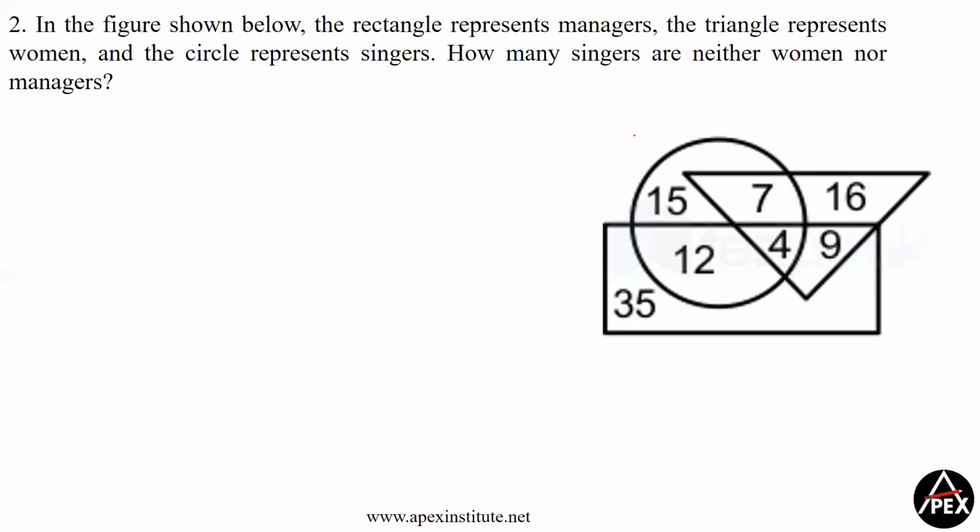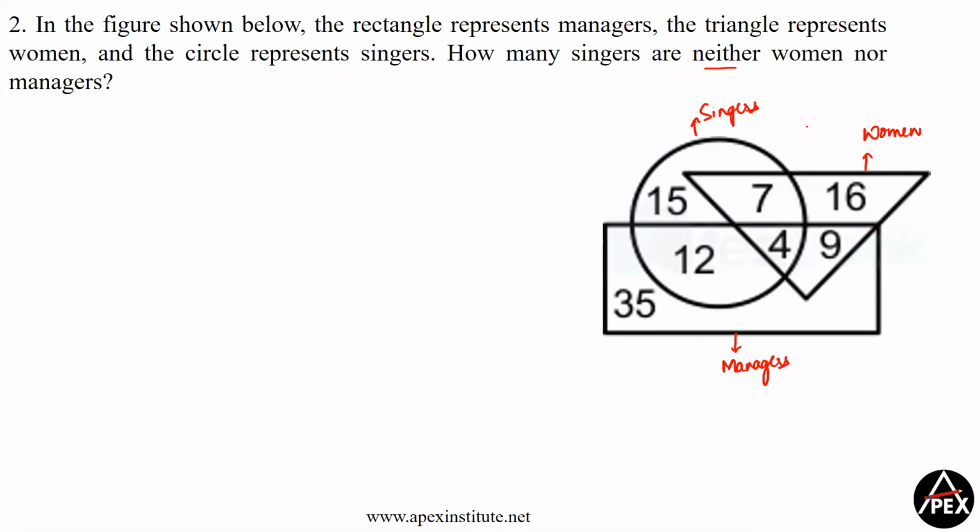Now, in this figure shown below, the rectangle represents managers. So this represents managers. The triangle represents women. So this represents women. And the circle represents singers. Now, how many singers are neither women nor managers?